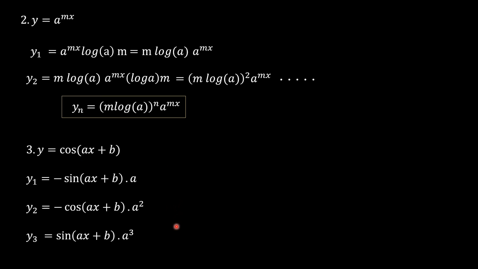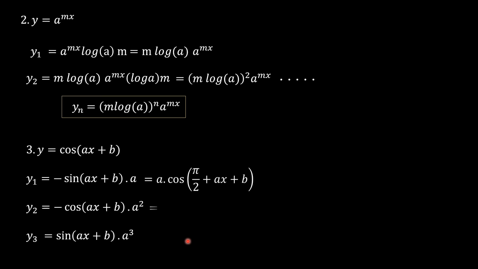Try to express the successive derivatives in terms of cos itself. Can I write minus of sine of ax plus b as cos of pi by 2 plus ax plus b? I can, isn't it? Because you know that cos of pi by 2 plus theta is minus sine theta, right? So I can write minus sine of ax plus b as cos of pi by 2 plus ax plus b multiplied with a constant a over here.